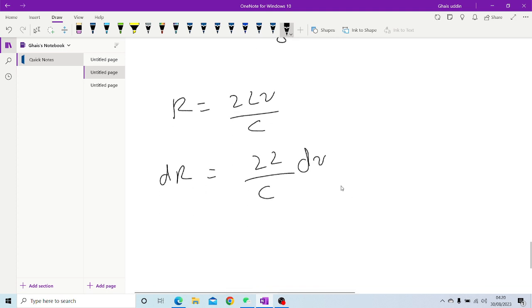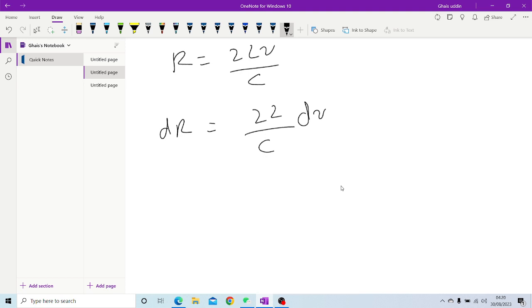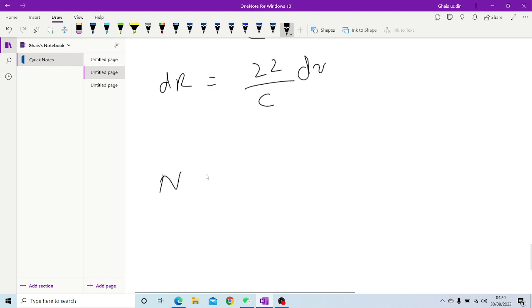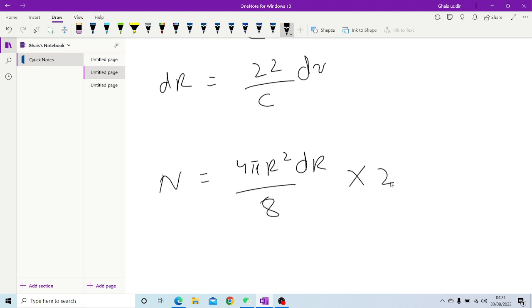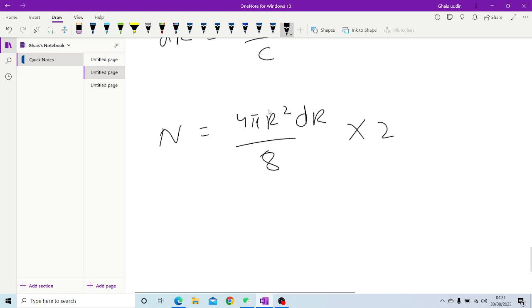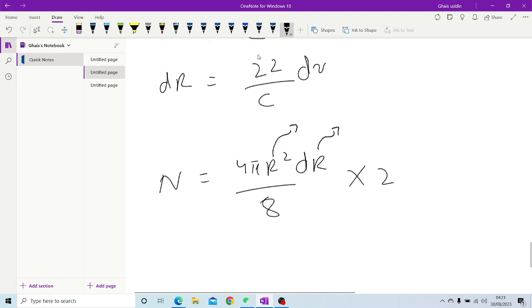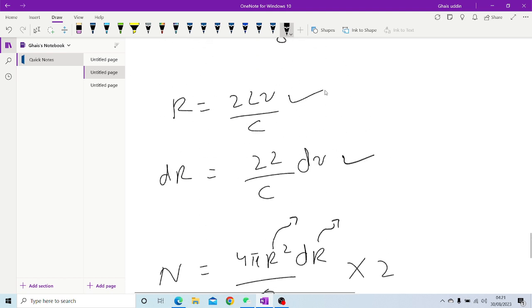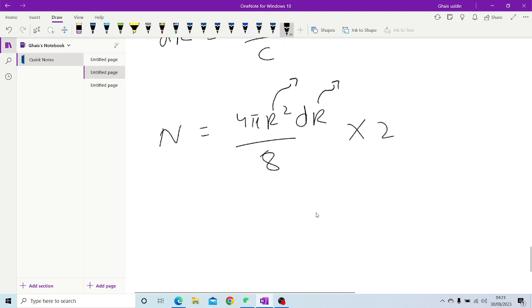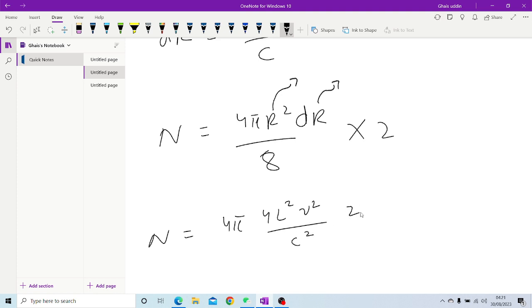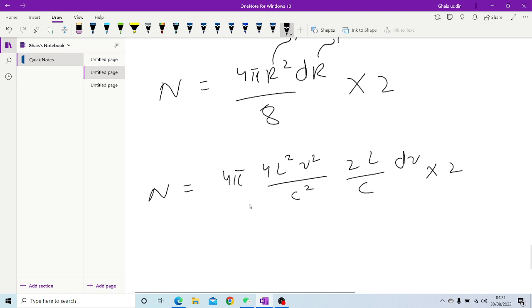So due to the dual nature of the polarization, now we can write the n is equal to 4 pi r square dr divided by 8 and multiplied by 2 simply. So we can use the value for r and dr here as we calculated these values. So this equation will become n is equal to 4 pi into 4l square nu square, because this is r square, so the 2 becomes 4, and this is c square, and dr is equal to 2l divided by c into d nu, and this is multiplied by 2, and we have 8 here.